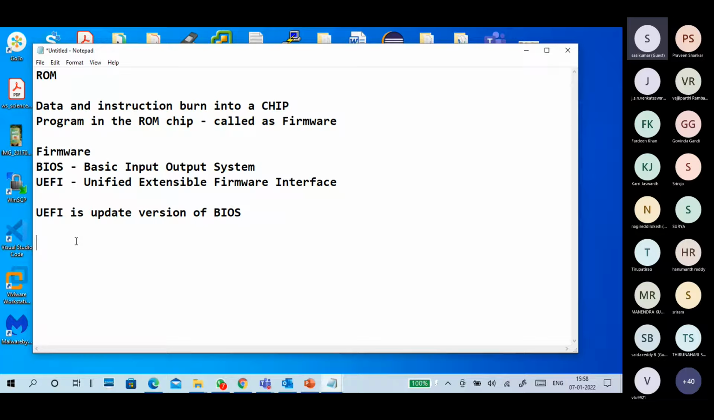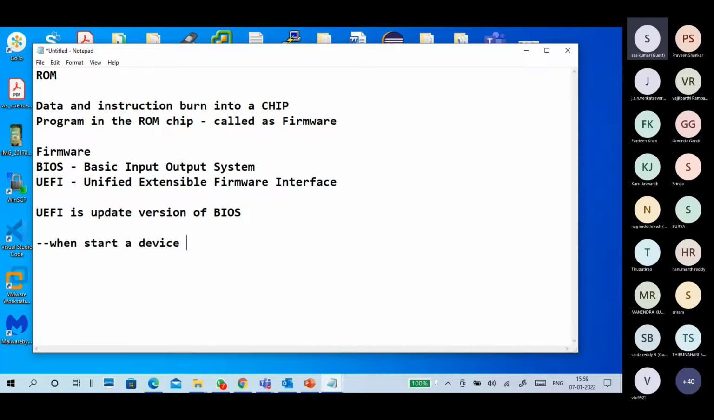So what is this firmware? The firmware is in your ROM chip. Different types of firmware have different names, but the function is almost the same. BIOS and UEFI are for normal computers. Every device has a firmware.